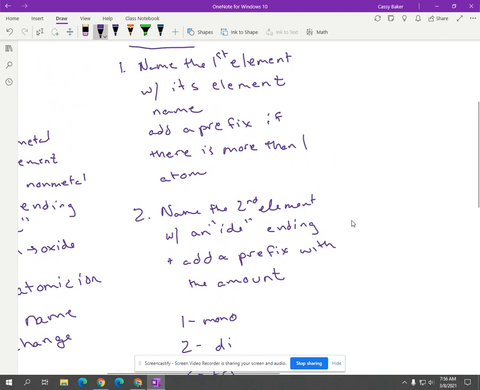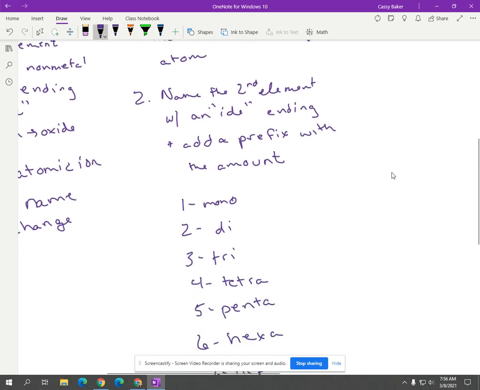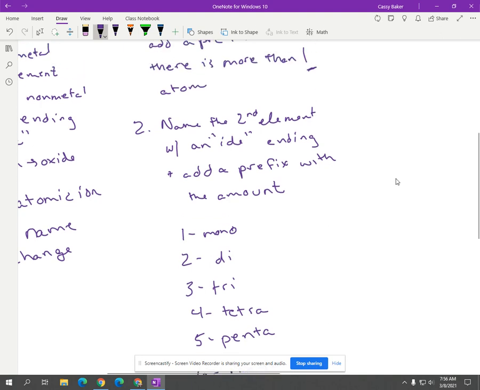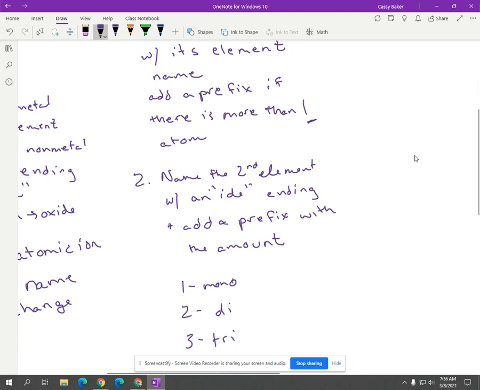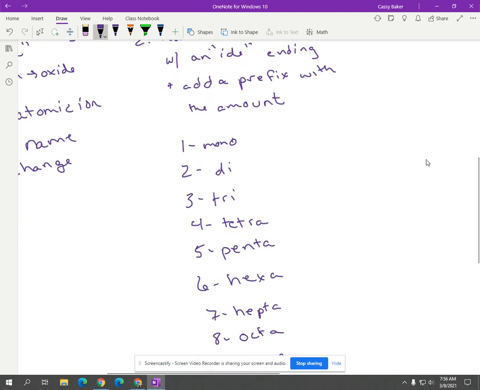So now remember, the key thing to remember for these is that the first element, you're never going to have a mono on the first element. We just don't put it on there. I don't know why, that's just the rules we use. For the second element, you always will use a prefix on the second element. So there's always going to be a prefix on the second element. There will only be a prefix on the first element if there's more than one. So let me do an example here for you.